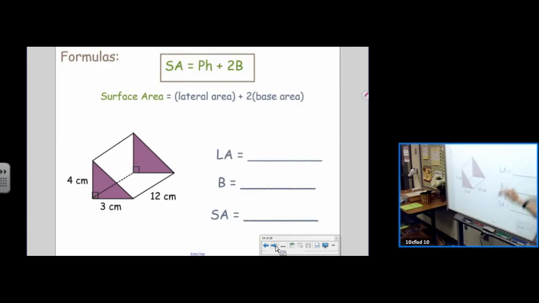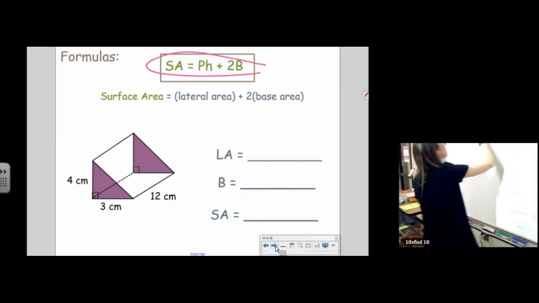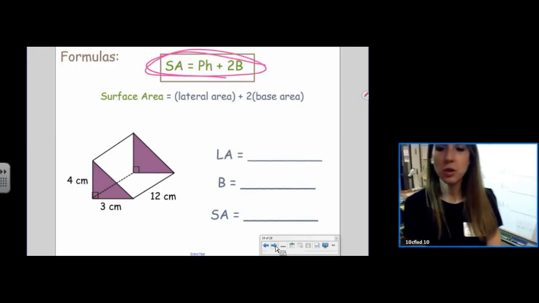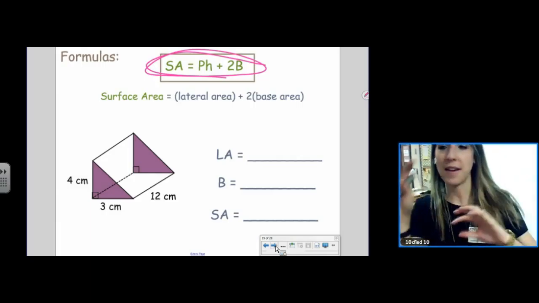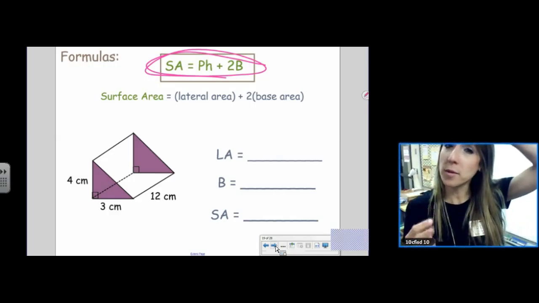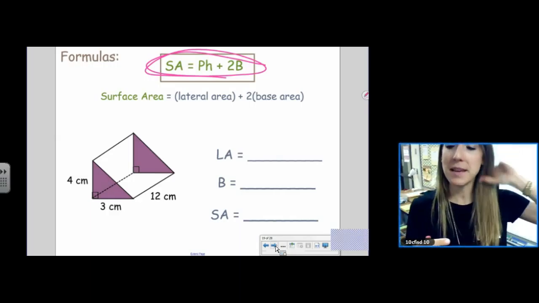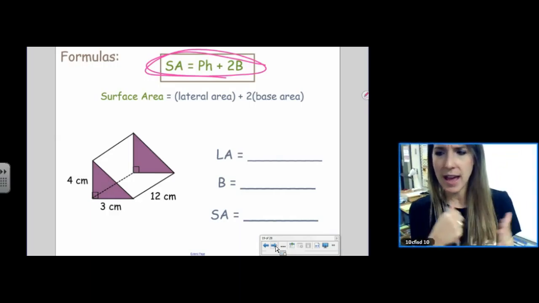Total surface area, here's the formula. PH plus 2B. Sure, you could just find the area of each one of the faces and add them all up, but that's what formulas are for. Formulas are just to be efficient. What is the quickest way I could do this? And that's where formulas were born.